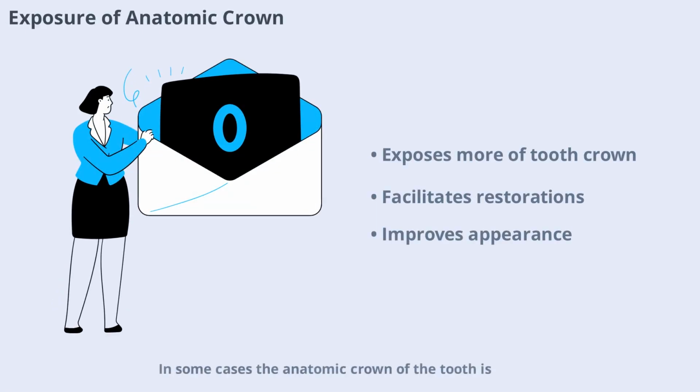In some cases, the anatomic crown of the tooth is not fully exposed due to excessive gum tissue. Gingivectomy can be performed to reveal more of the crown, facilitating restorative procedures and improving aesthetics. This is especially beneficial when additional retention is needed for crowns or bridges.